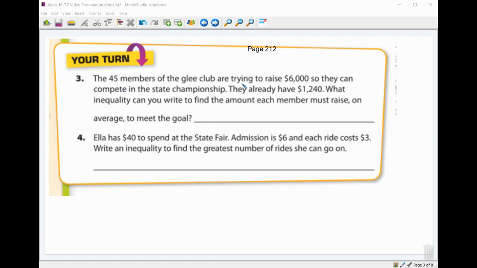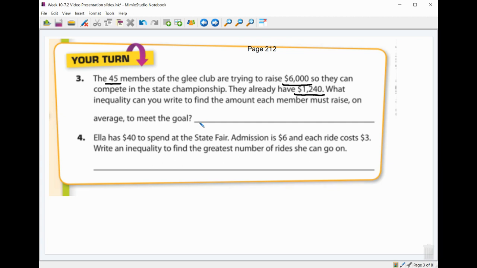The 45 members of the Glee Club are trying to raise $6,000. So there are 45 members, important information is right here, and they need to raise $6,000 so they can compete in the state championship. They already have $1,240. They already have this much out of the 6,000. What inequality can you write to find the amount each member must raise on average to meet the goal? Go ahead and pause the video, think about this, and once you have an answer written down, you can come back and compare to what the video says.